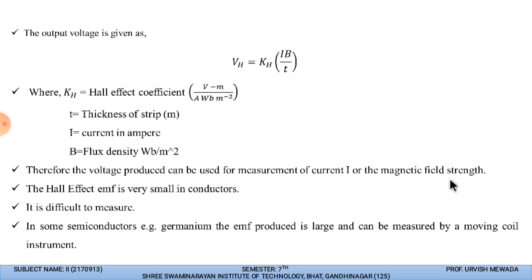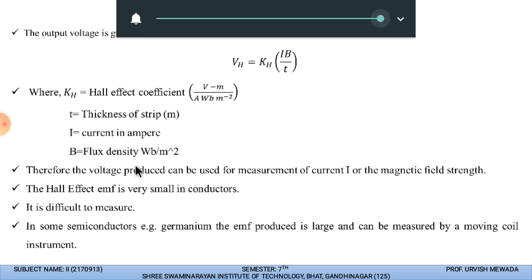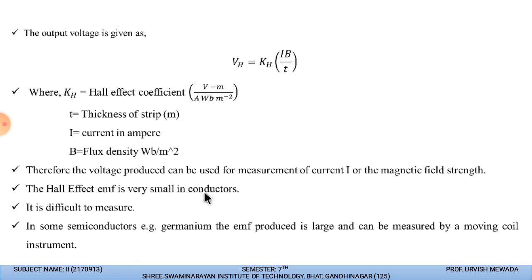Therefore the voltage produced can be used for measurement of the current I or the magnetic field strength. From that voltage we can determine the intensity of the magnetic field as well as the current passing through the circuit. The Hall effect EMF is very small in a conductor, so we need to measure it with proper devices, and it is difficult to measure.